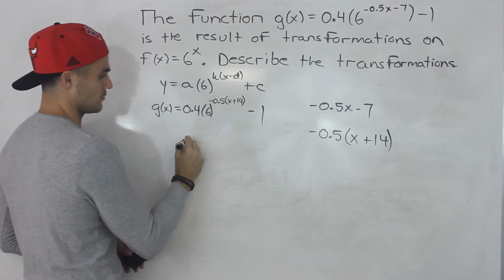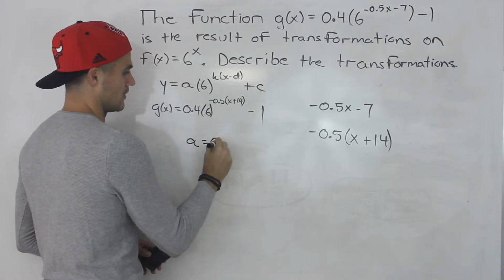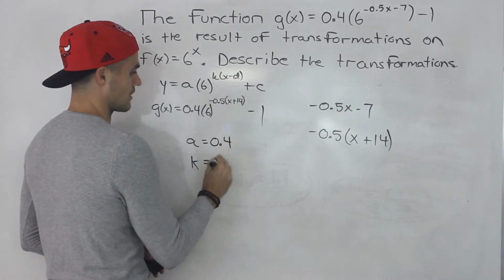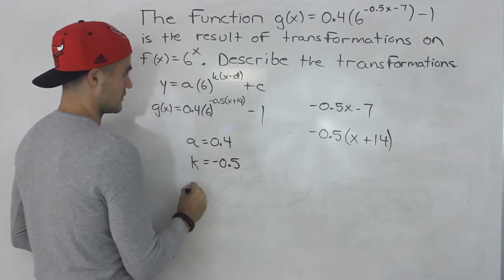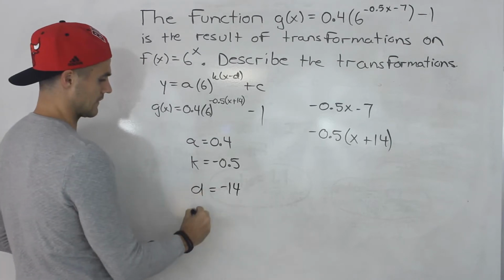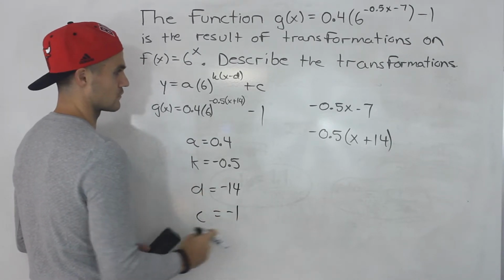So the a value is 0.4, the k value is negative 0.5, the d value is negative 14. Remember, we always switch the sign, and then the c value is negative 1.